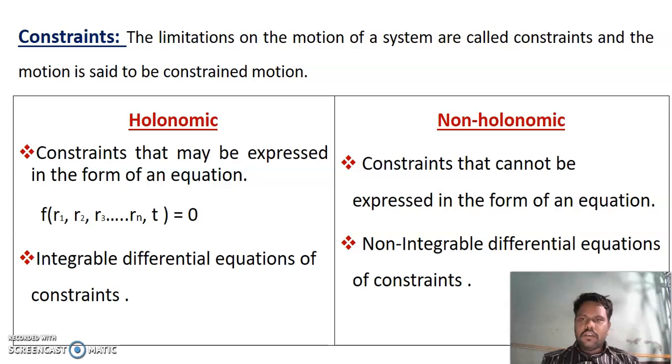The constraints are classified into holonomic and non-holonomic. If the constraints can be expressed in the form of an equation, we call it holonomic constraint. If we cannot express it in the form of an equation, we call it non-holonomic constraint. Holonomic constraints are integrable differential equations of constraints, whereas non-holonomic are non-integrable differential equations of constraints.